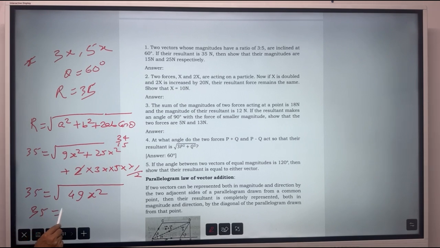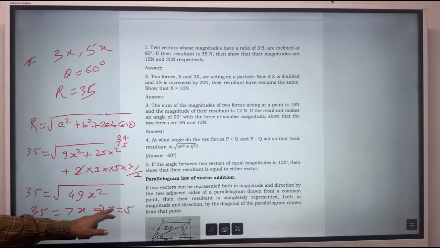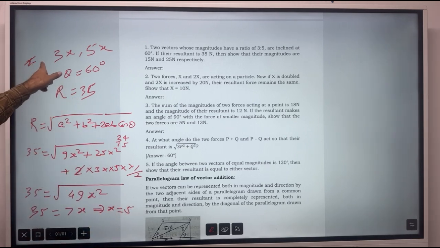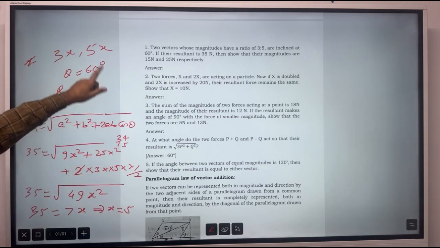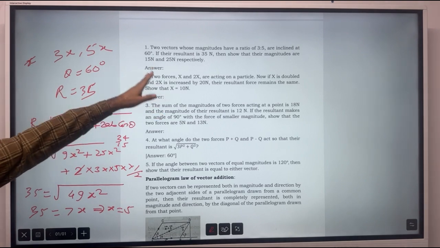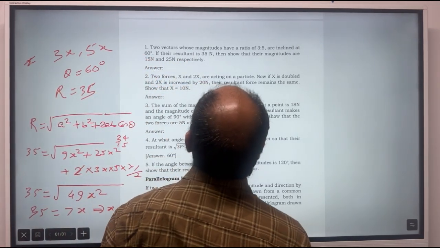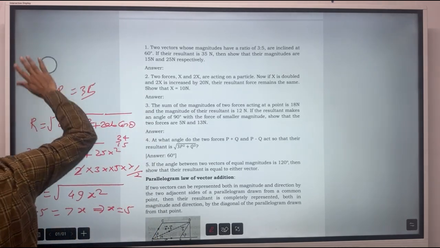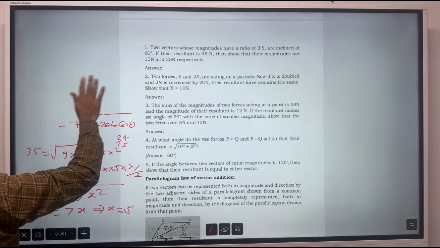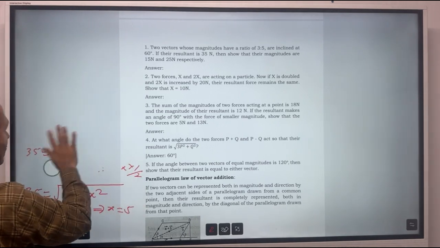So 35 equals 7x. So this gives x equal to 5. We have got the value of x as 5. Since we have taken the vectors as 3x and 5x, we multiply by 3 and 5 to this value. So this will become 15 and this will become 25. So the answer is 15 Newton, 25 Newton. I think you have understood. Now let's proceed with the next question.